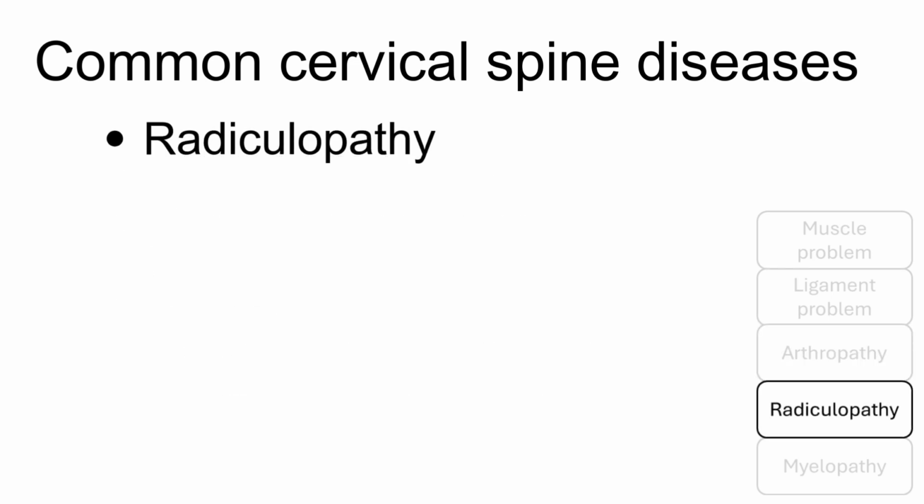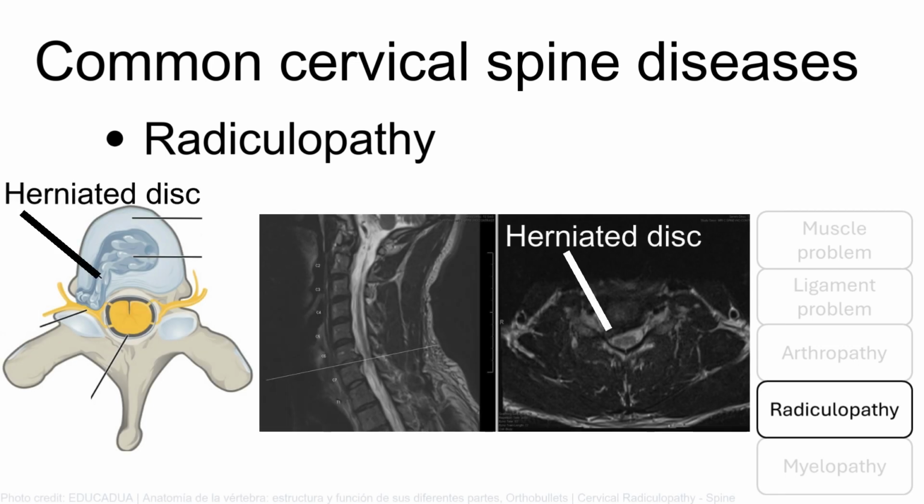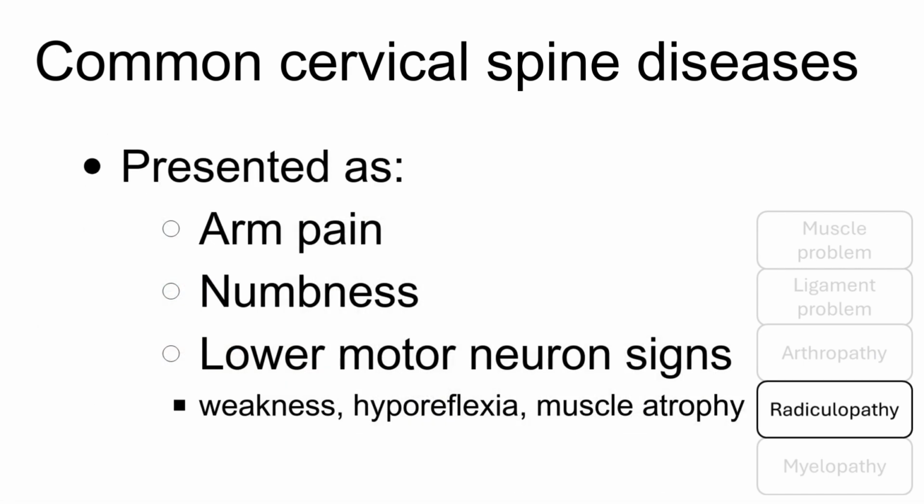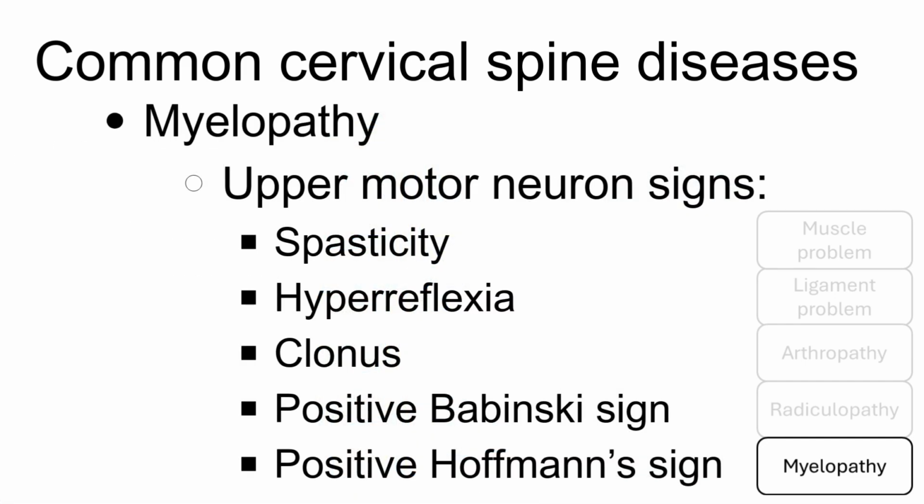Fourth, radiculopathy. This occurs when a nerve root is compressed, for example by a herniated disc. Patients often present with arm pain, numbness, or signs of lower motor neuron involvement. These include muscle weakness, decreased reflexes, and sometimes muscle atrophy. And finally, myelopathy. This results from spinal cord compression and is commonly seen in conditions like cervical stenosis. Myelopathy can lead to upper motor neuron signs below the level of compression, such as spasticity, hyperreflexia, clonus, and the positive Babinski and Hoffman signs.